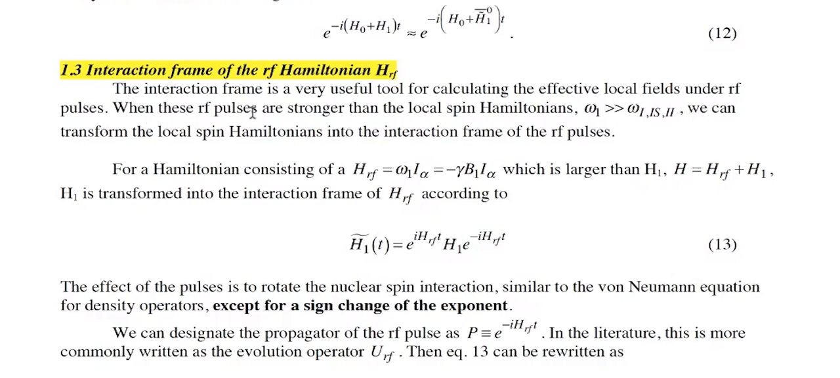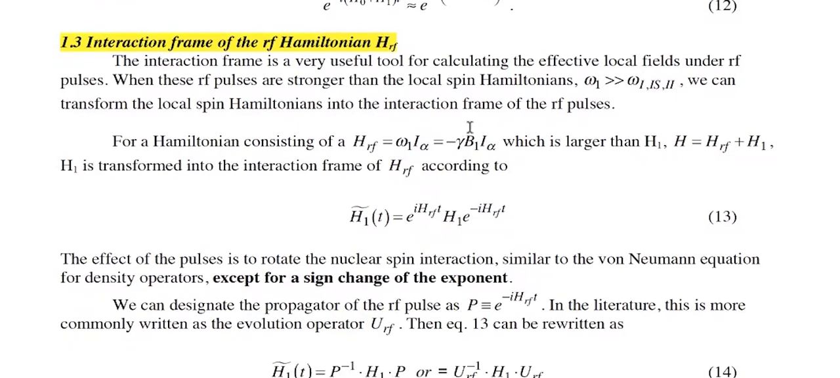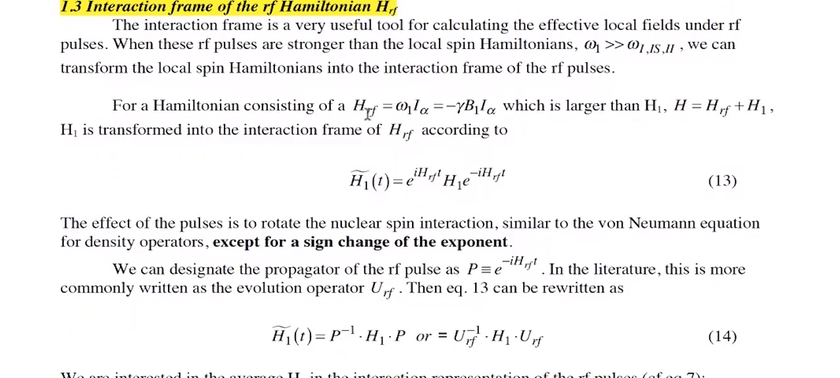Okay, so now these RF pulses are generally stronger than the local Hamiltonians. So now I'm going to write omega 1, which I usually use to denote RF field strength, much greater than omega, let's say I or IS or whatever interaction you have. So then now let's transform the local fields, nuclear spin interaction Hamiltonians into the interaction frame of the applied RF pulses.